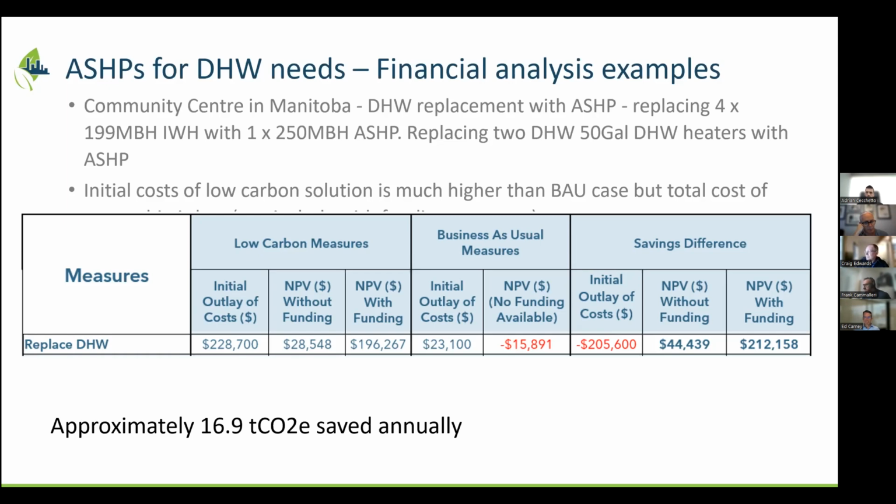We're finding that, at least in this particular example, this was taking into consideration, as many of you are aware, the green and inclusive community building funding that was available at the time, which unfortunately just closed at the end of February. But the good thing that's very promising about this is that low carbon solutions can have a reasonable financial return over the life of the equipment without funding as well, right? And we know there are still other funding programs available out there.